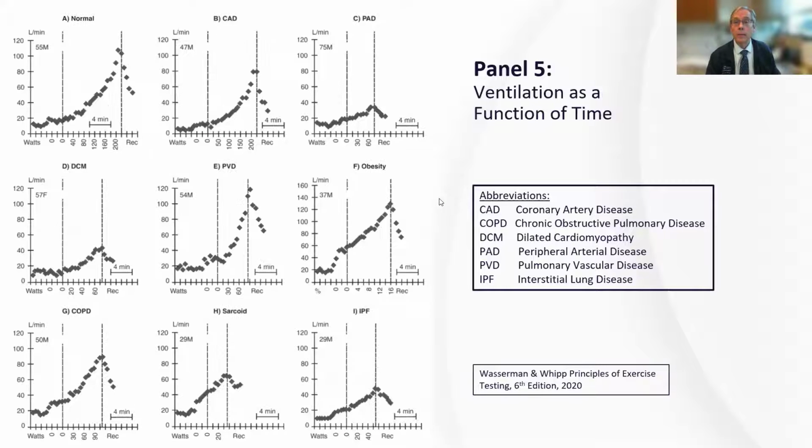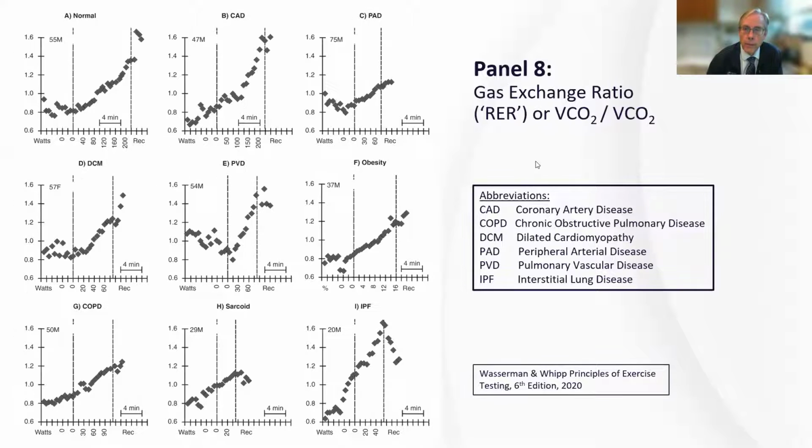This is panel 5. Sorry, it's jumping around. So this is ventilation as a function of time. You can see this is a very high ventilation, over 100 liters here in a normal. Again, obesity is a very high ventilation too. But things like peripheral arterial disease, where you might stop because there was cramp in the leg, you can see the ventilation gets up to very low numbers. And same thing with COPD and other things, IPF, the numbers are much lower than normal values.